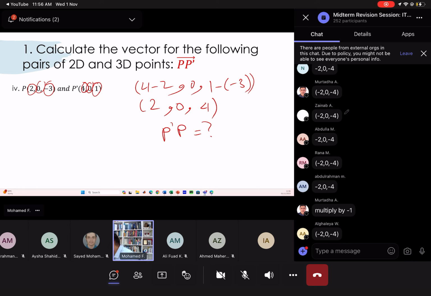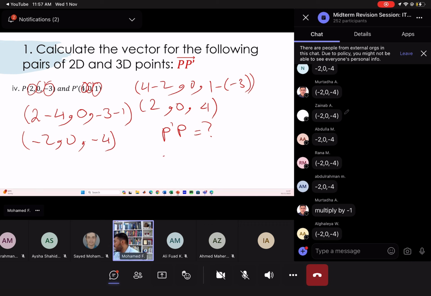Now, yes, Murtada. So if we come to solve it in the same way, we are going to take 2 minus 4. So it will be 2 minus 4, comma, 0. And here we'll take what? Minus 3 minus 1, which is going to be minus 2, 0, and minus 4.